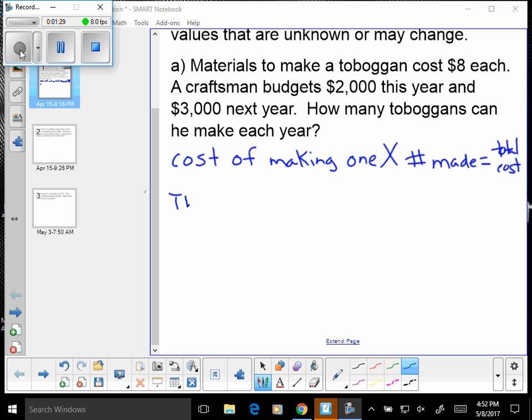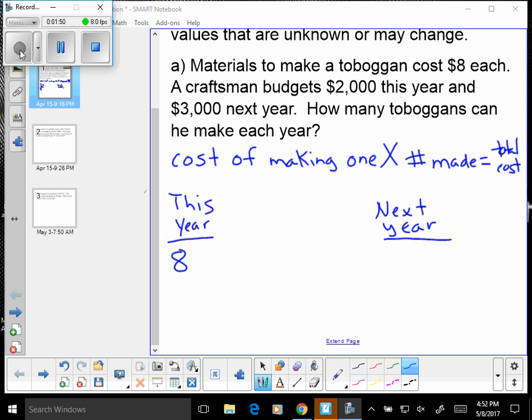This one, we are going to be dealing with this year, and then we are going to figure out what's going to happen next year. So we're going to do this in two steps. Let's look at this year. The cost of making one toboggan is $8 times the number that are made.